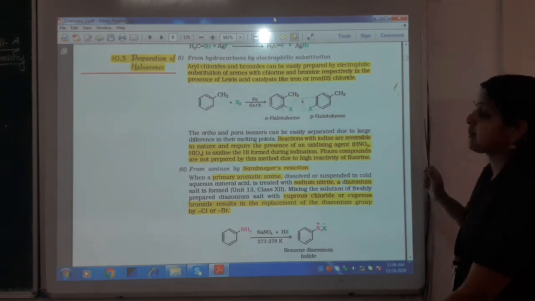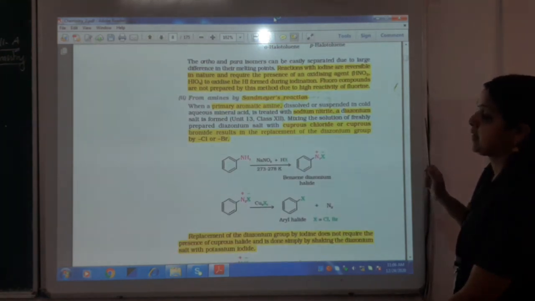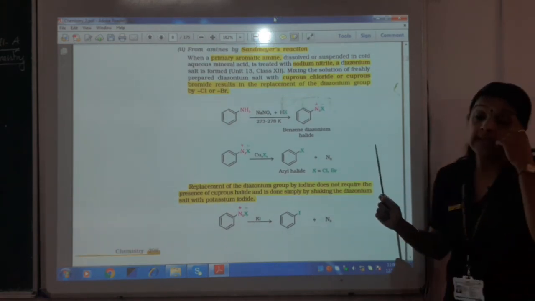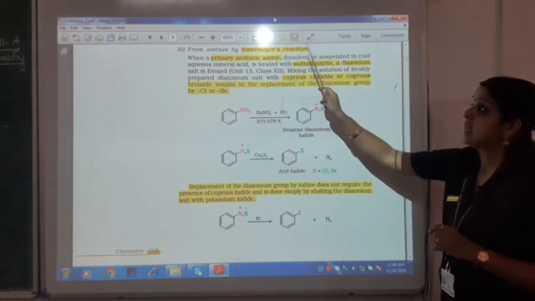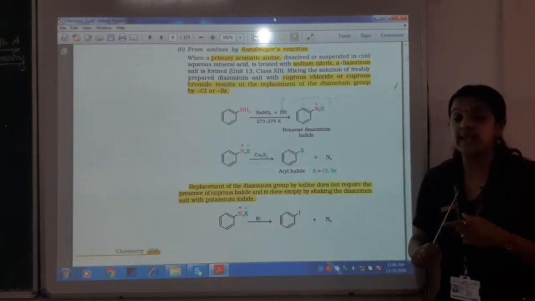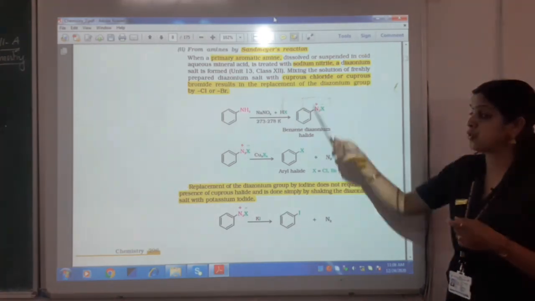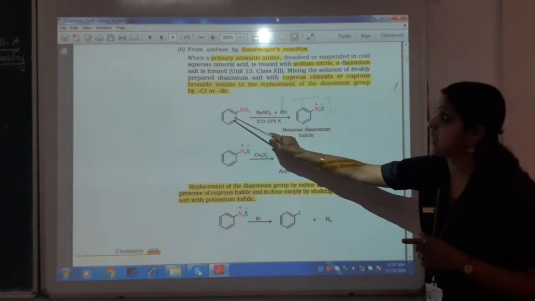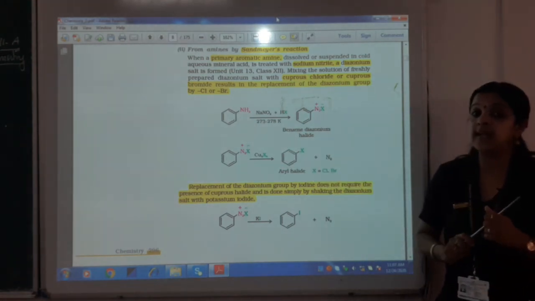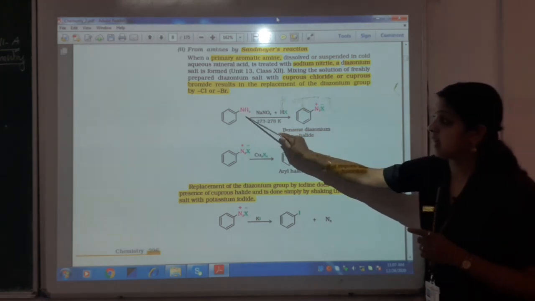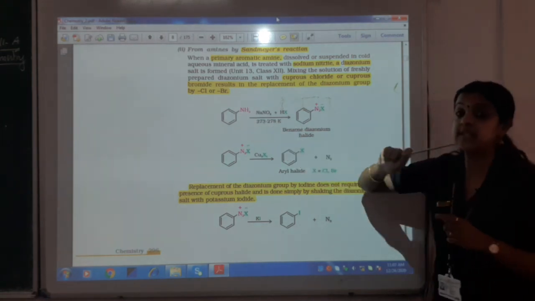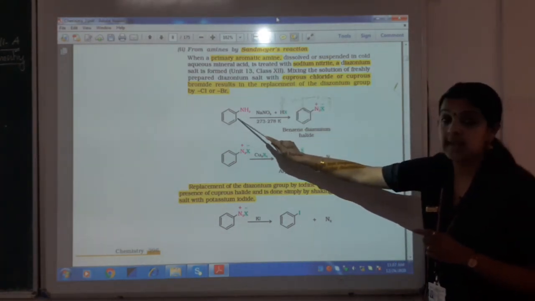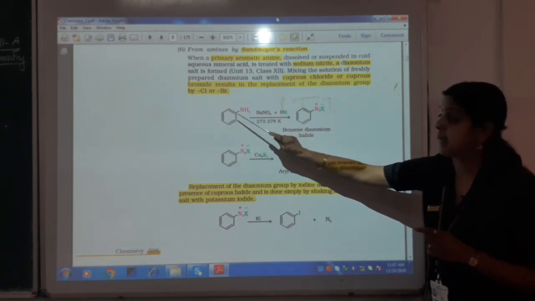The next name reaction is the Sandmeyer reaction. Again very important. It is a two-step reaction, a definite question for the board. So when they ask what is the Sandmeyer reaction or to explain the Sandmeyer reaction, you should be able to write the reaction. I have a primary aromatic amine. What is a primary aromatic amine? The functional group attached to the carbon is primary, then you call it a primary aromatic amine. So this aniline is called an aromatic amine.